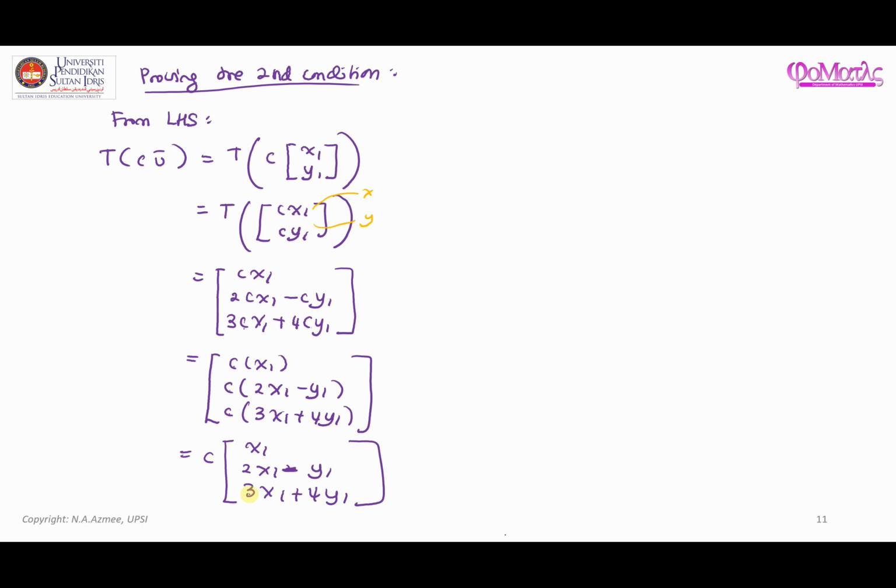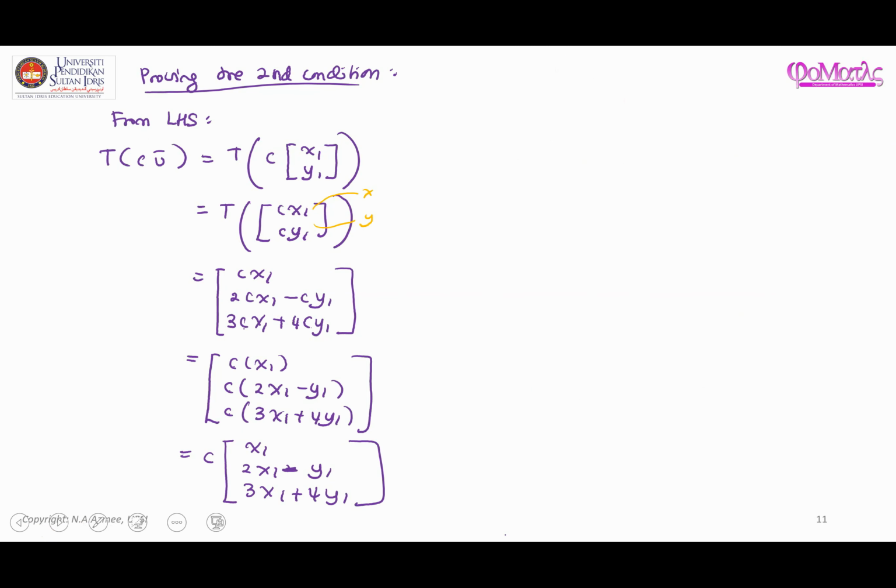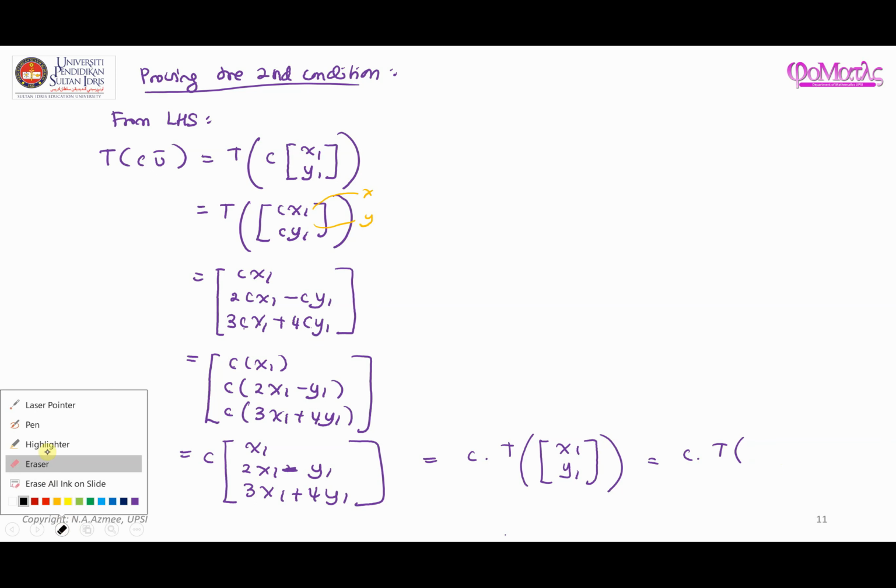I'm sure you can compare this with the rule given here, and you will be able to say that this is equal to c times T of x1, y1, and this is just c with input of vector u. So this is given by T, and the input here is vector u.